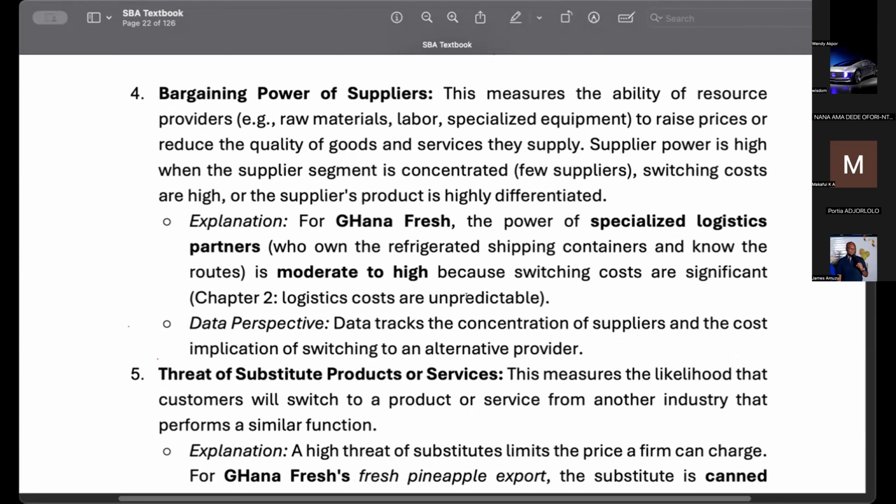And then the supplier product is highly differentiated, sometimes differentiated to serve only you, because you want specialized logistics or specialized operations from them. For GHF, the power of specialized logistics partners tends to matter. Those who own the refrigerated shipping containers and know the route will play a very key role for them, because these are the people who have been collecting and moving your produce from, let's say, the Eastern region to Accra all the time. They know the route very well.